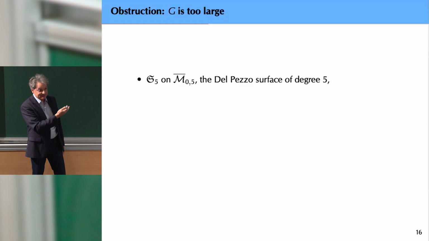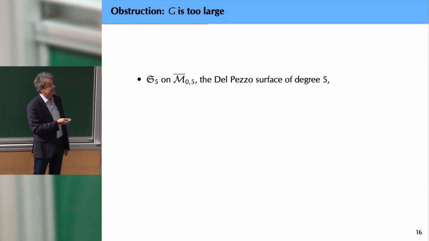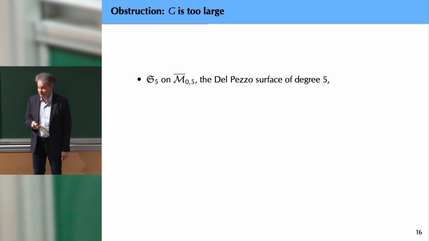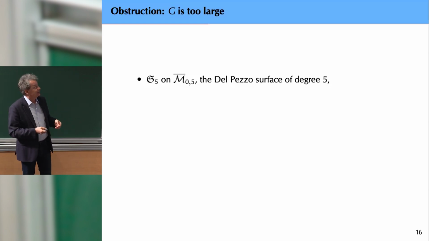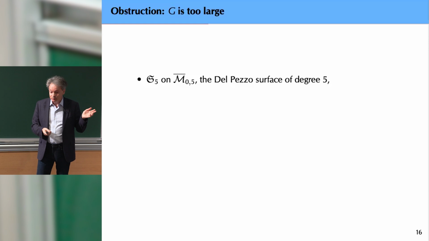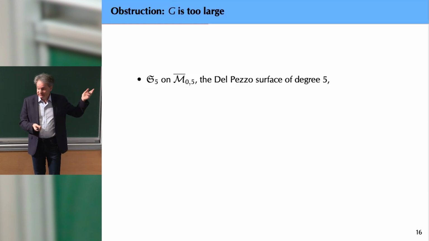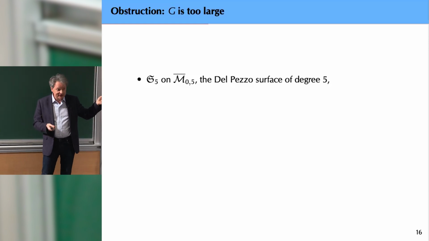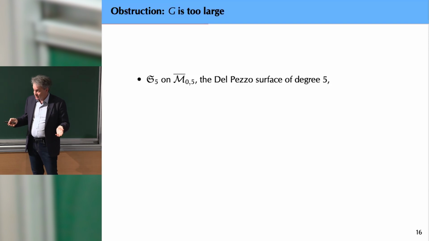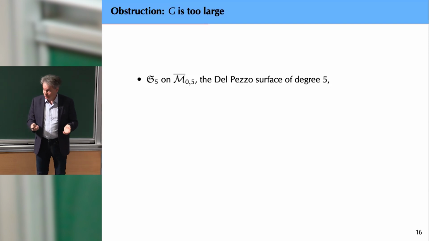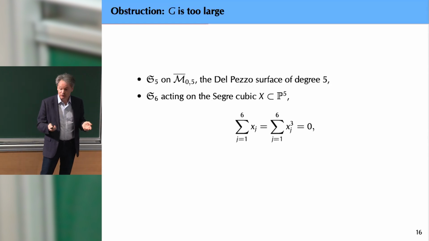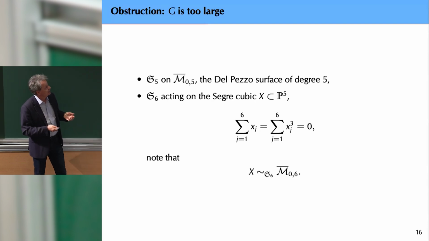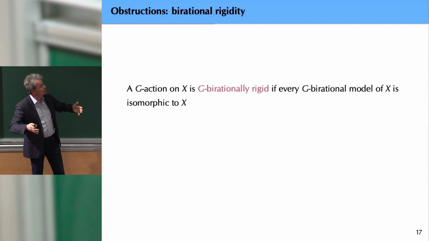So let's look at some simplest examples of when the group is too large. S5 acts on M05 bar, which is P2 blown up in 4 points. Well, can that be birational to P2? Well, there simply isn't a faithful representation of S5 of corresponding dimensions. So you can't be birational to P2 because S5 is too large. And same thing, of course, for S6 acting on the Segre cubic, which is birational to M06 bar. Okay, so the group is too large.